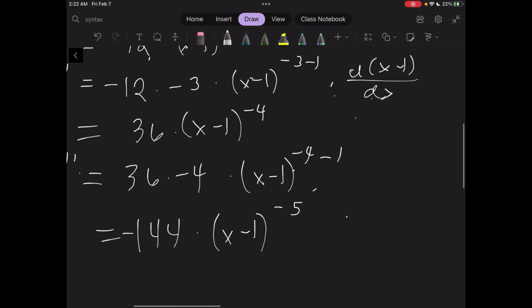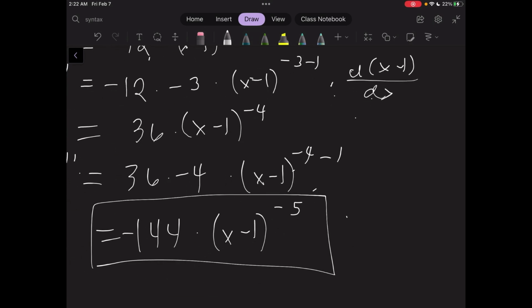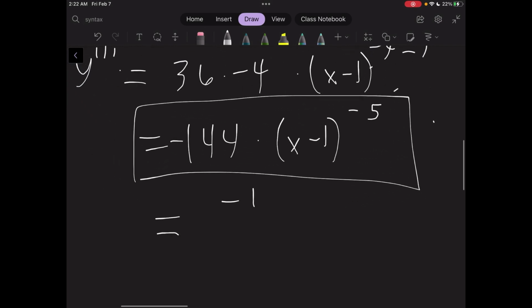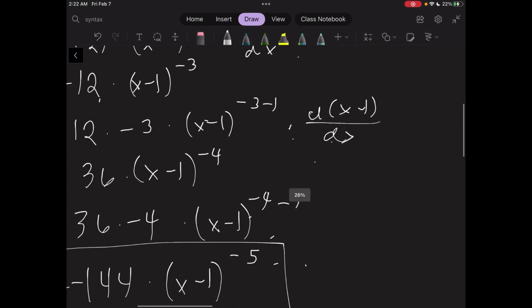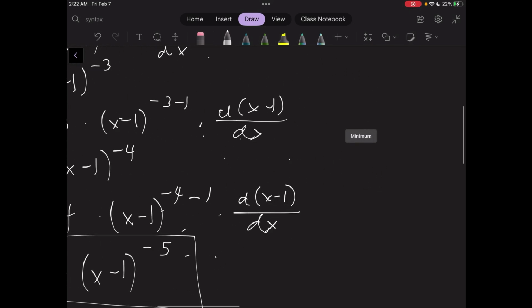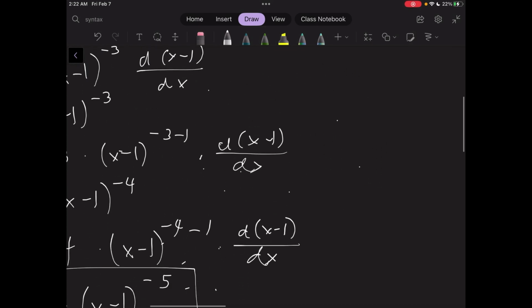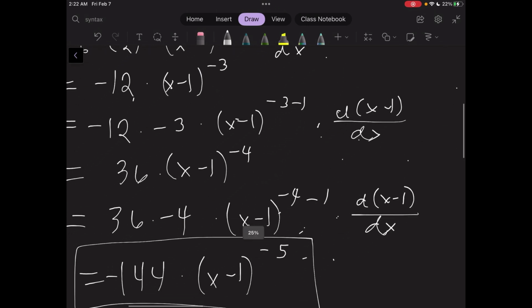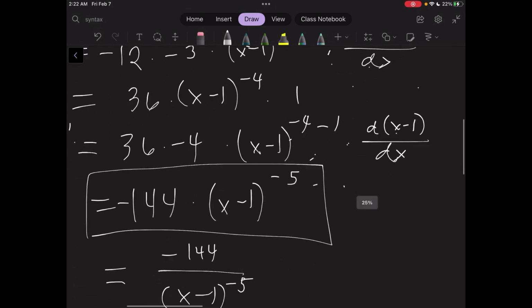So same final answer. This is still the final answer, or if you want it in the same format as earlier, negative 144 over x minus 1 raised to negative 5. Let's just add times on here to make it clearer.